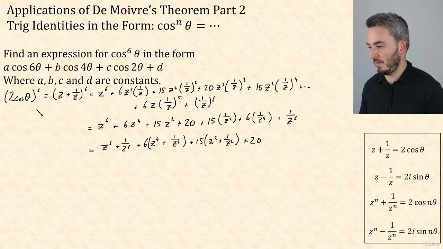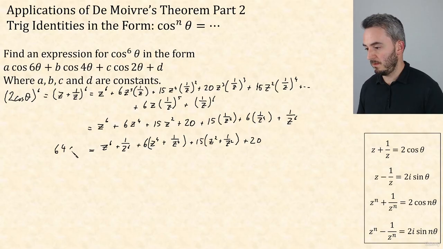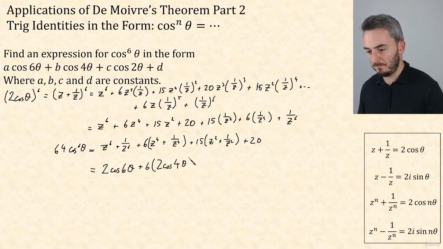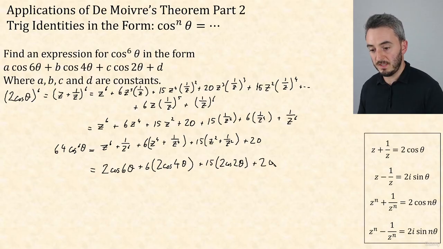Now, what was that equal to? That was equal to 2 cos theta to the power of 6, so that was 64 cos to the 6 theta. Okay, let's apply these rules here. z to the 6 plus 1 over z to the 6 is 2 cos 6 theta. Then we've got 6 times 2 cos 4 theta. Then we've got 15 times 2 cos 2 theta. And finally plus 20. And all we need to do now is divide through by 64.